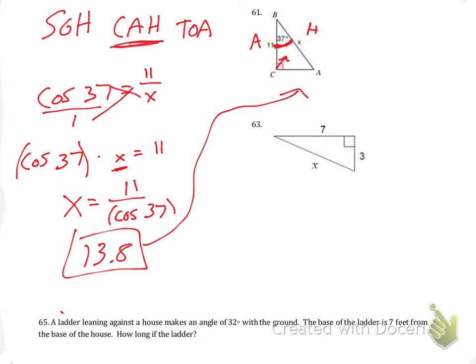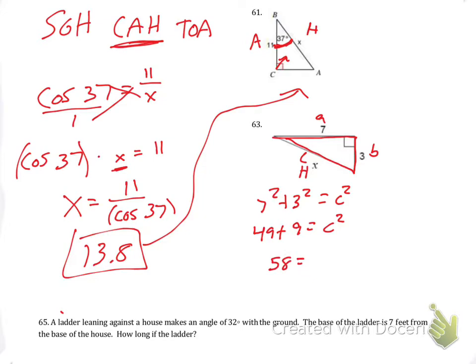All right, 63. These are looking for just 3 sides, right? I'm only worried about the sides, so you can use the Pythagorean theorem. I know this is my hypotenuse, so this would be A, this would be B, and this would be C. So I do 7 squared plus 3 squared is equal to C squared. So 49 plus 9 is equal to C squared, which gives me 58 is equal to C squared. I don't like that I have C squared, so I take the square root of both sides. I take the square root of 58, hit enter, and I get 7.61. So C is equal to 7.6, and that's my final answer there.